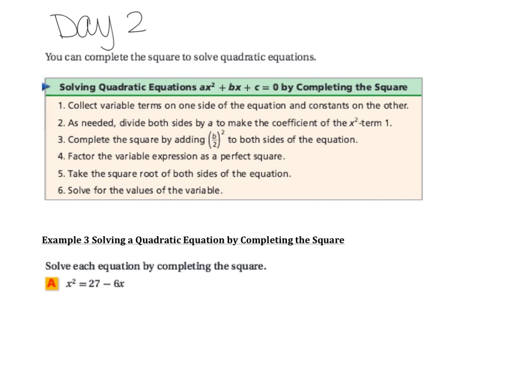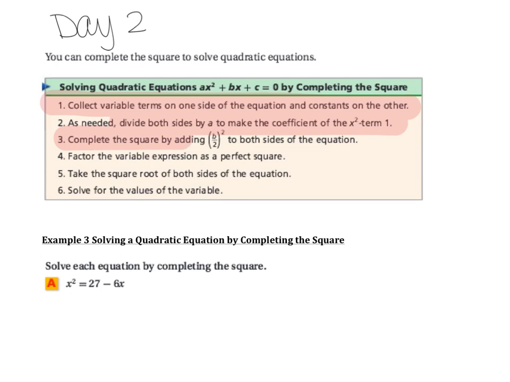For day 2, we're going to complete the square to solve quadratic equations. This is the step-by-step process. We're going to collect the variable terms on one side of the equation, constants on the other. Then we're going to divide both sides if we need to, so that the x squared term is 1.